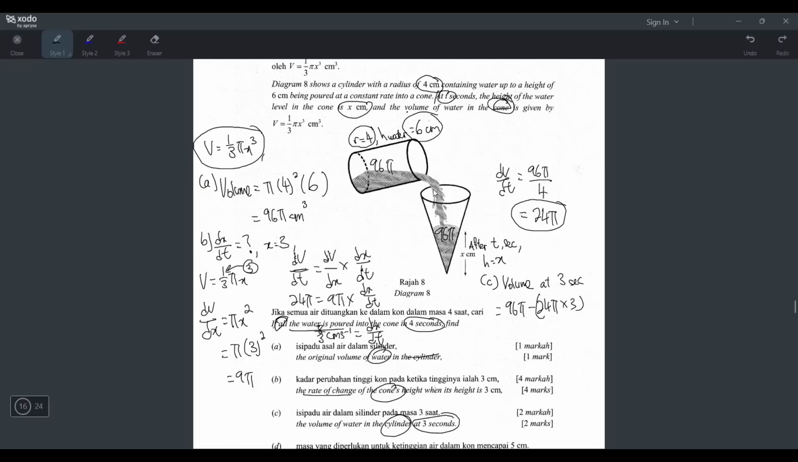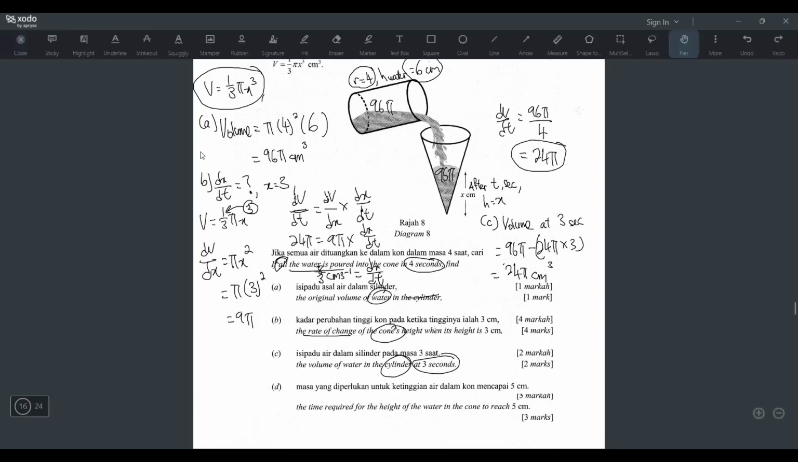Because every second 24 pi is getting poured into the cone. So you minus 24 pi, minus 24 pi, minus 3 times. Then you will get the balance here. So if you press this, you will get 24 pi. And don't write the cm cube because this is volume, right? So this is the answer. Understand? You have to minus because they are finding for the cylinder. Yes, for the cylinder the volume keeps on decreasing. The volume is getting lesser and lesser. Okay, so this is the answer.